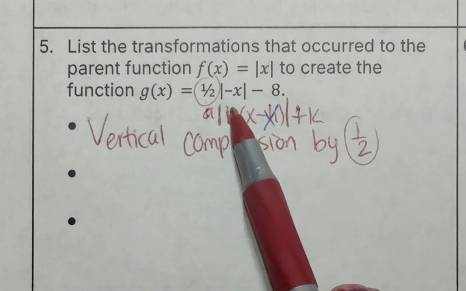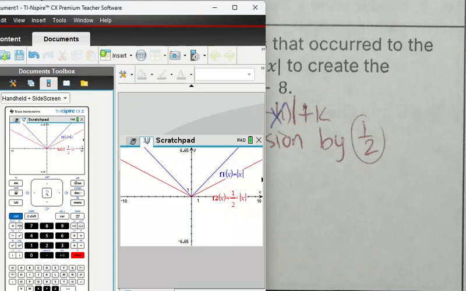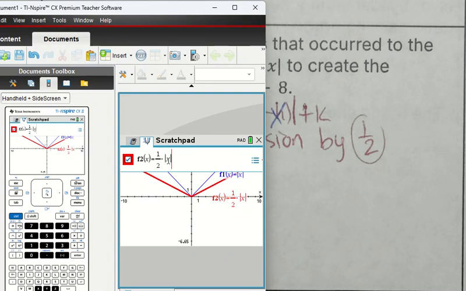Then another transformation here is that negative on the inside. So I'm going to now type a negative on the inside.